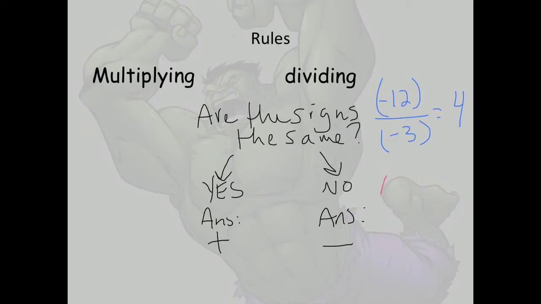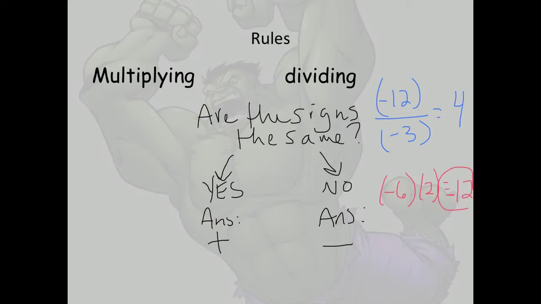Versus, say we have negative 6 times 2, and we multiply that like we would any other problem. 6 times 2 is 12, and then we go through our little decision tree here. So are the signs the same? We have a negative and a positive, so that's no, so that means the answer is going to come out negative. So our answer is negative 12.